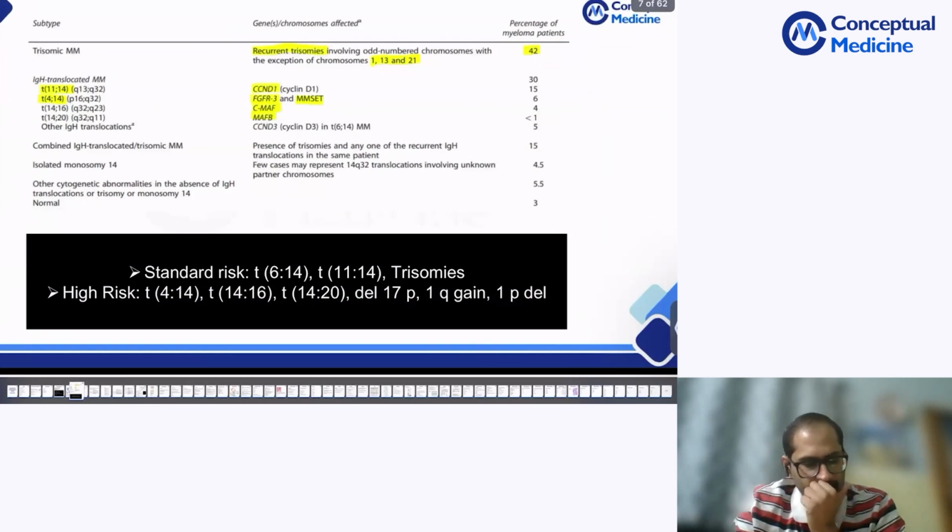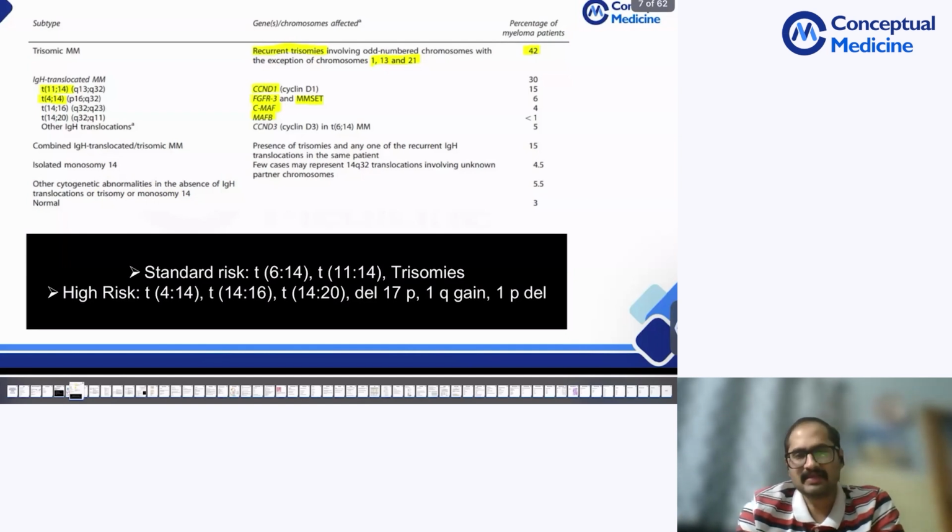Coming to the same thing as per Harrison, what are standard risk myelomas? Standard risk myelomas are translocation 6;14, translocation 11;14, and trisomies. These are all standard risk multiple myeloma. What defines it as standard risk? The overall survival of patients with standard risk is beyond 5 years from the diagnosis. That's why it is called standard risk.